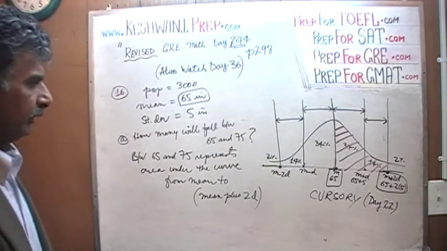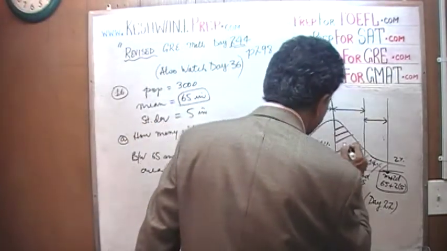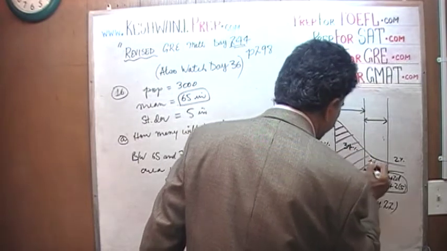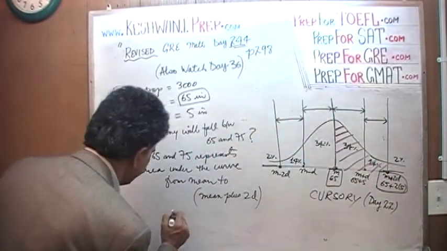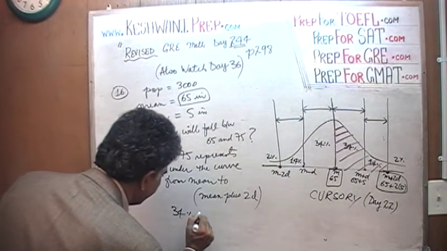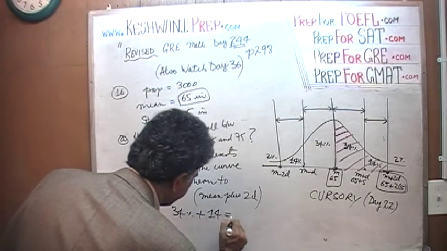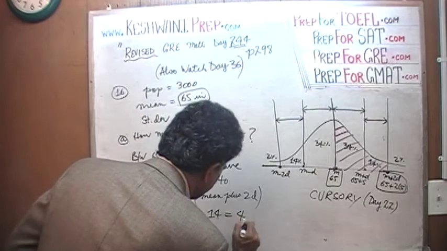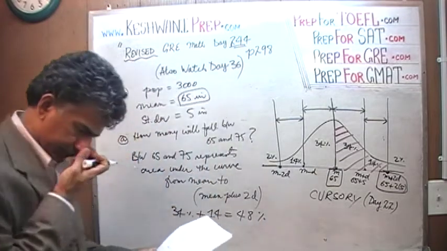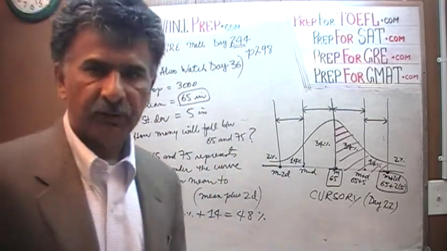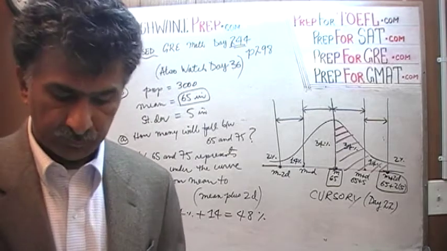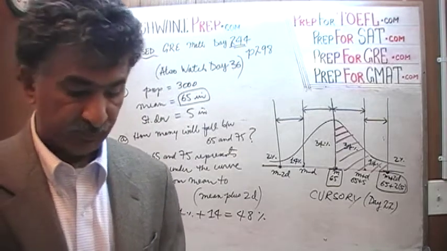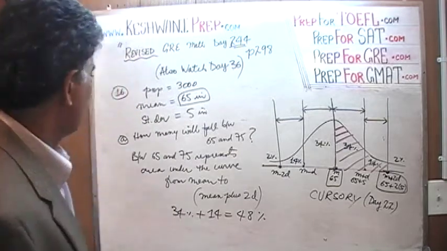And of course we know that this part is 34%, this part is 34%, this part is 14%. So we're looking for 34% plus 14%, which is 48%. And that's how simple it is. So now the question boils down to, what is 48% of 3000? That's it, because the total number of observations is 3000.